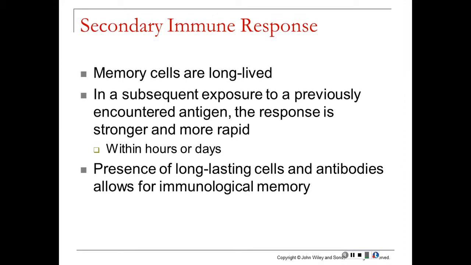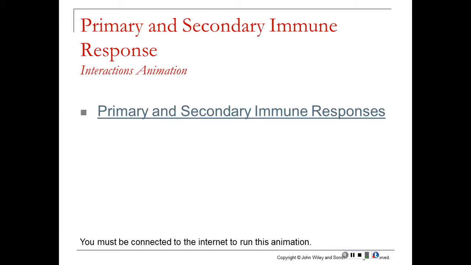The secondary immune response involves those memory cells. In a subsequent exposure to a previously encountered antigen, the response is stronger and more rapid. It's within hours or days sometimes. The presence of these long-lasting cells and antibodies allows for immunological memory. So this is why when you get a flu shot during that winter or that year, you will supposedly not be infected by the flu virus, because your body already has memory cells that will respond to the flu virus when your body comes in contact with it.